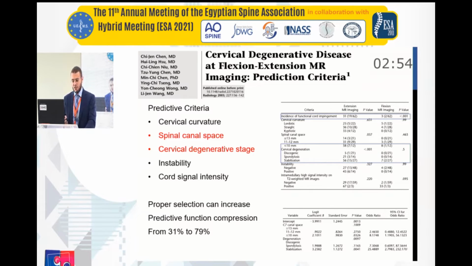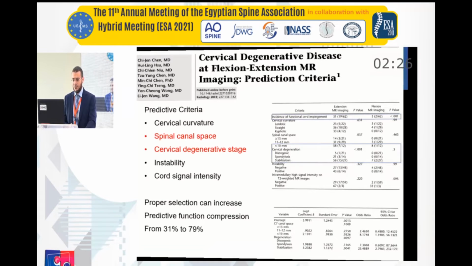This study looked at cervical curvature, degenerative stage, canal stenosis, instability, and cord signals, trying to find which patients can have a significant impact on results while doing a dynamic study. They found advanced degeneration and the spinal canal space are very predictive criteria. So when you see marked degeneration, the dynamic study will probably show a positive effect.